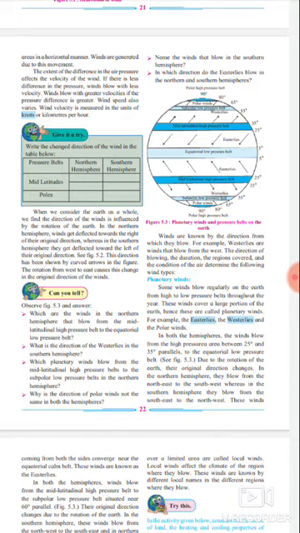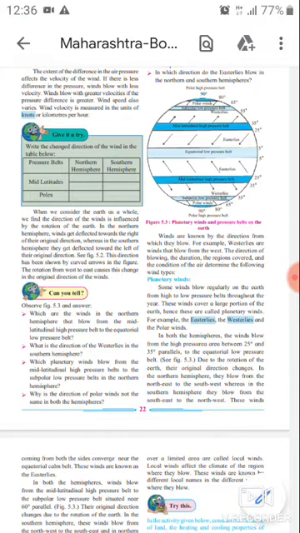And wind speed also varies. Wind's velocity is measured in the units of knots or kilometers per hour.